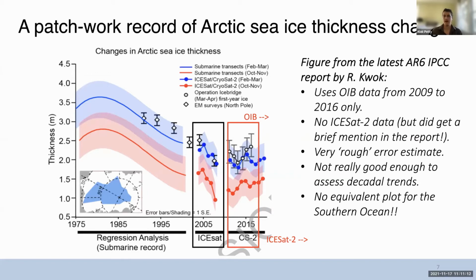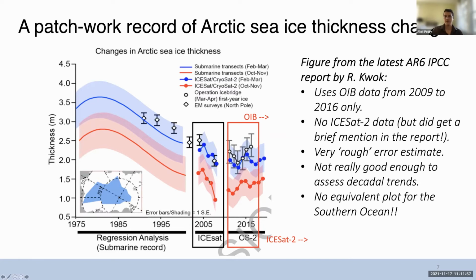But really what this is, it's a bit of a patchwork record of thickness change, right? This is our kind of best effort at piecing together different platforms and sensors to look at how thickness has changed. So it's not that nice, routine passive microwave record that I showed you earlier. The beginning part of the record is this regression analysis of submarine data, upward-looking sonar measurements of draft, which are converted to thickness. In the 90s, we started to have some airborne surveys, EM surveys over the North Pole, helicopter surveys, I believe. Again, very limited in scope, but crucial for understanding and providing some additional data beyond the submarine record.